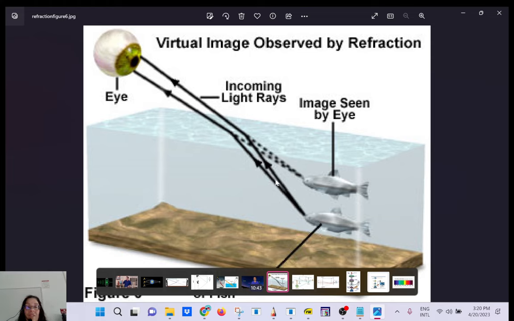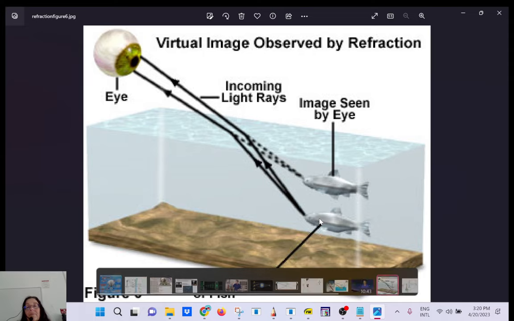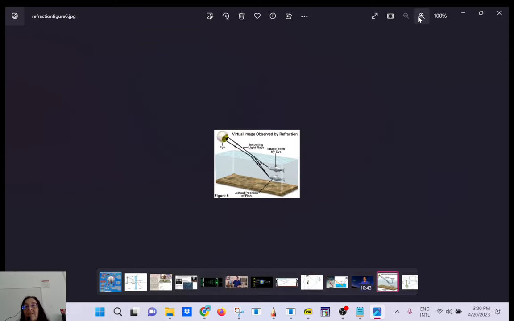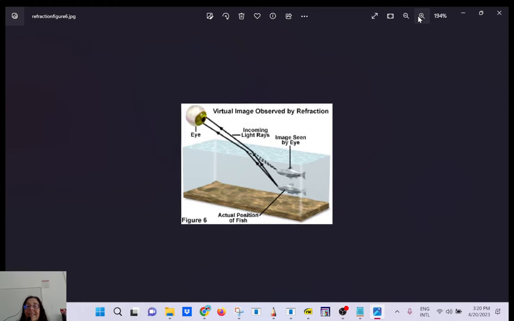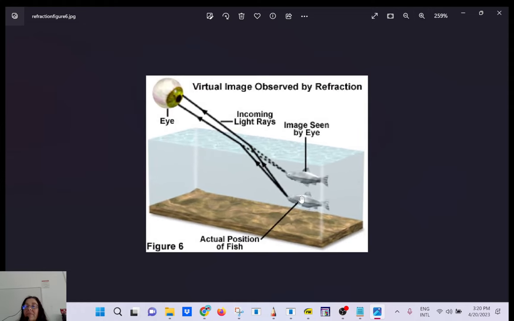So for example, if you have a fish here, it seems to be there, but actually it's here, right? And it depends if it's fresh water or if it's salt water, because the refraction won't be the same. Okay, so next time you want to catch something with a net, you have to go a little bit deeper.